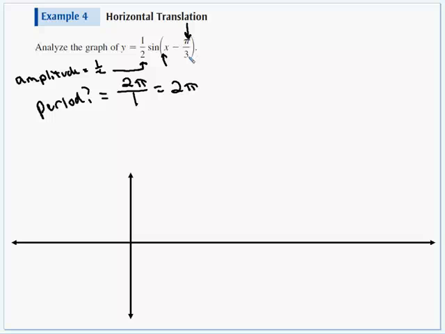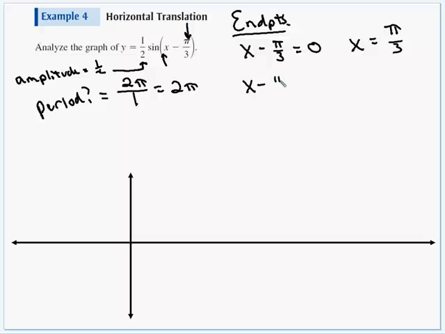This number here is our shift to the left or the right. So we're going to find our endpoints. The basic sine function begins at 0 and ends at 2 pi. So we're going to take what is within those parentheses, x minus 1/3 pi, and set it equal to 0. If we add 1/3 pi to each side, we'll get x equals 1/3 pi. The other endpoint is x minus 1/3 pi equals 2 pi. So again, if we add 1/3 pi to both sides, we get x equals 2 1/3 pi.